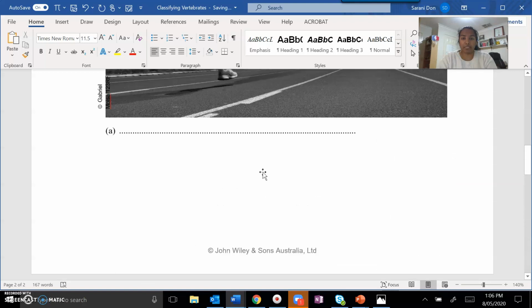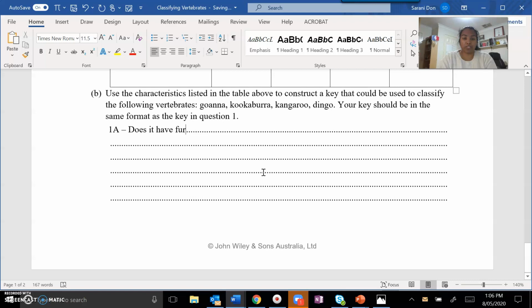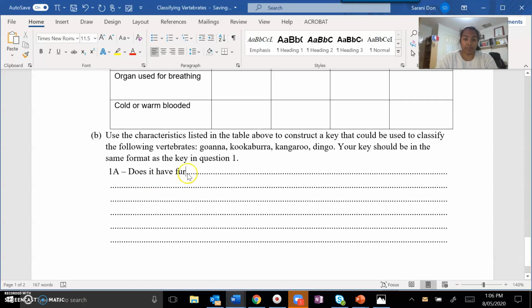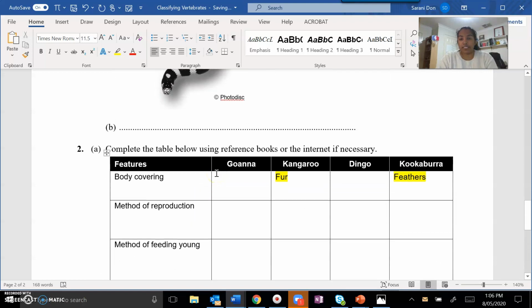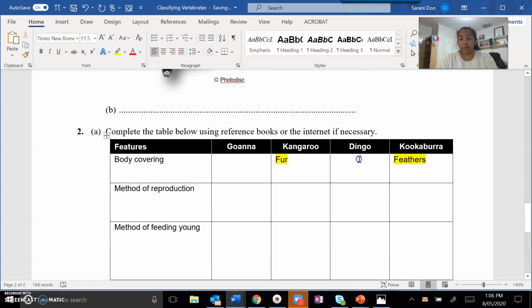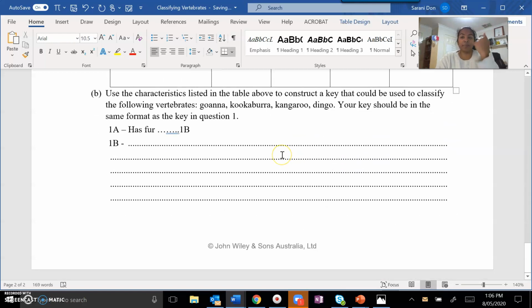If it does, let me just clarify this. Oh, so we go, so it's not a question. So we go with has fur. So if it has fur, I want you to go to 1B. Yes, and then you go 1B here, 1B, and then you could be like 1B, if it does have fur, then you have to classify. So we know that the kangaroo and goanna have fur, so obviously I'm going to write that. So you need to keep specifying.